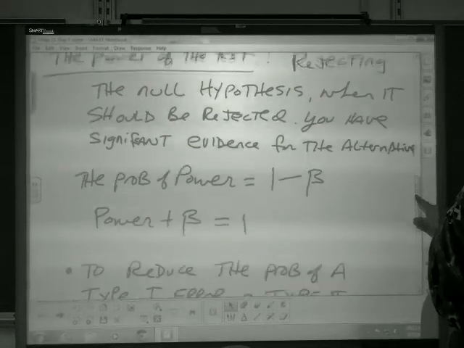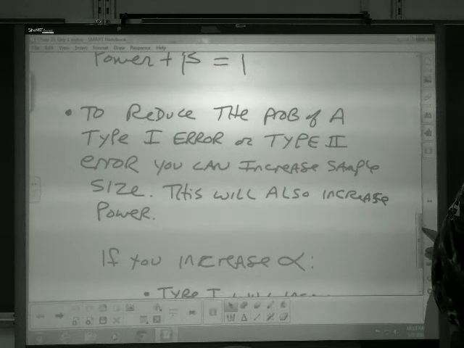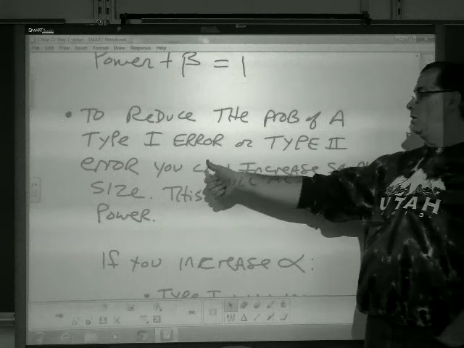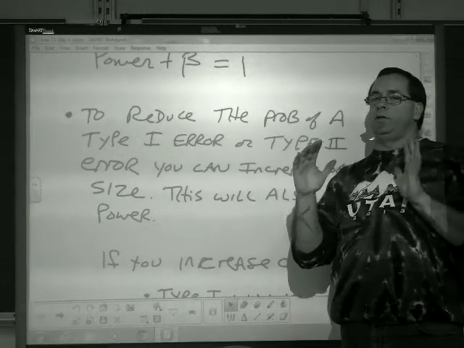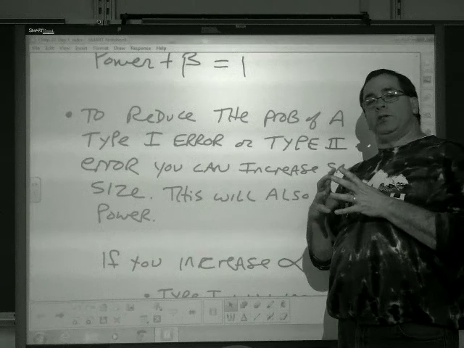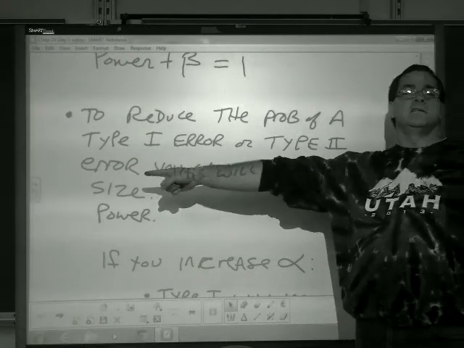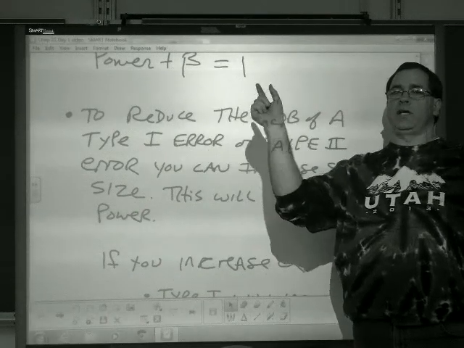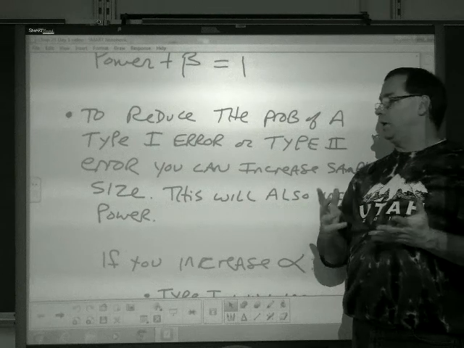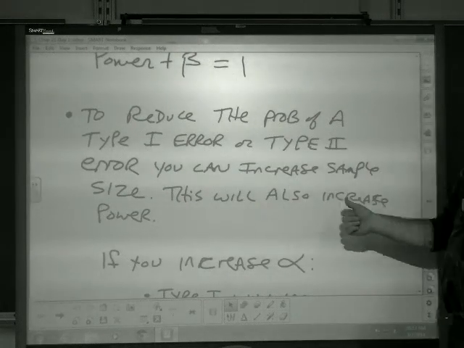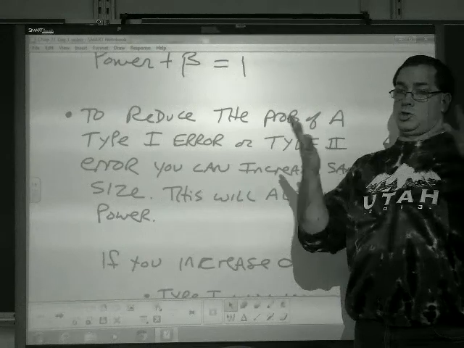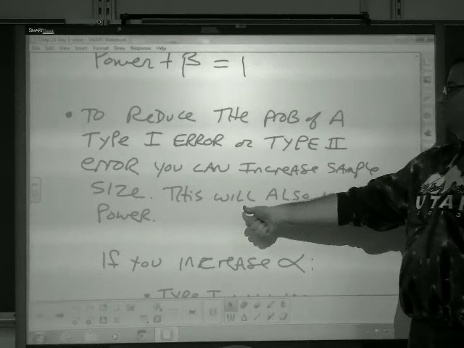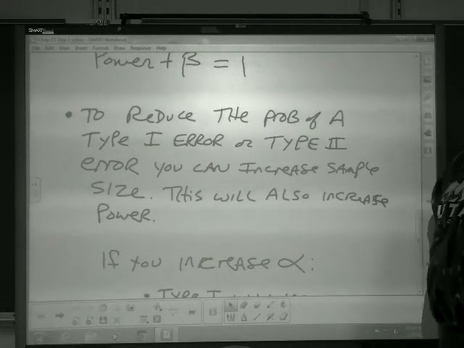And the last piece: if you want to reduce the probability of a type 1 error or a type 2 error, in other words, I want to have less opportunity for error, think about what we could really do. We can increase the sample size. If we talk to more people or survey more things, our law of large numbers says it should get more and more accurate, closer and closer to what it should be. This will also increase power. So, reducing errors, increasing power: increase sample size.